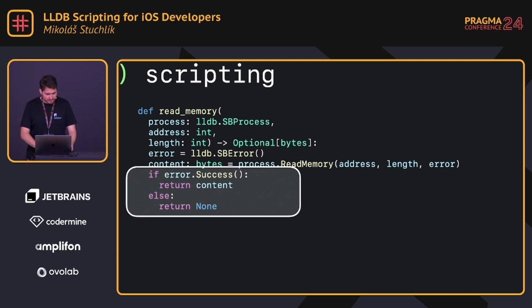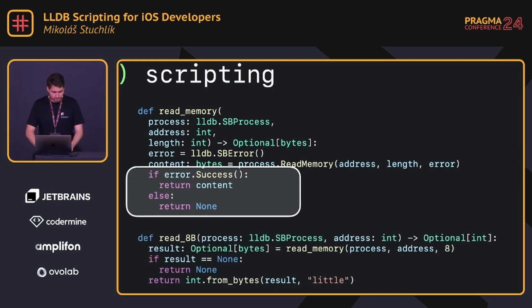But for our convenience, it's also useful to create a function which reads only 8 bytes from the memory and returns them as an integer. It calls our read memory function, and the string argument little refers to the byte order in which the bytes are stored in the bytes type.